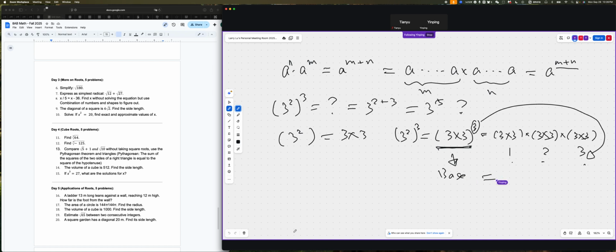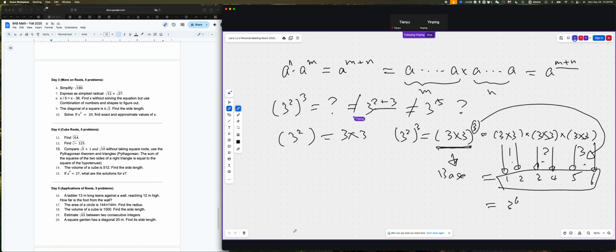Then how many 3s do I have? I have 1, 2, 3, 4, 5, 6. I have 6 threes multiplied by itself, so I have 3 power 6. So 3 plus 2 is not correct. What is the correct answer? 3 power 2 power 3, here it is 2 times 3, equal to 3 to the power 6.